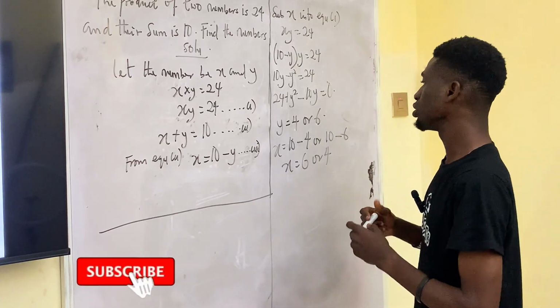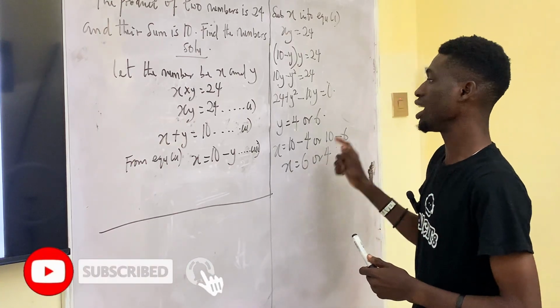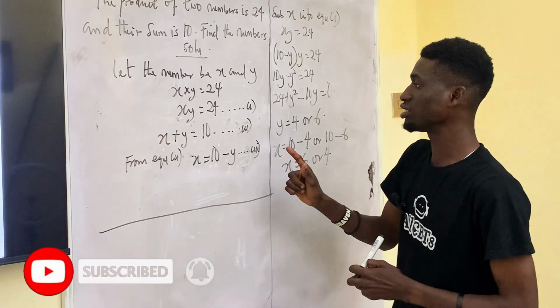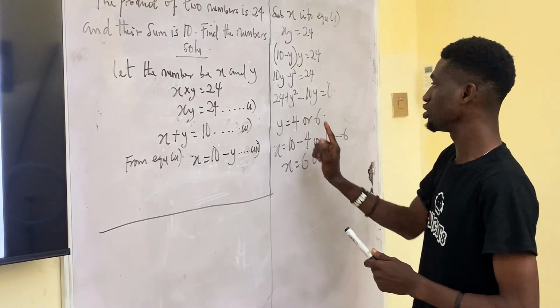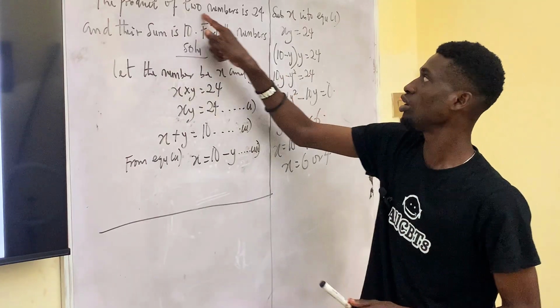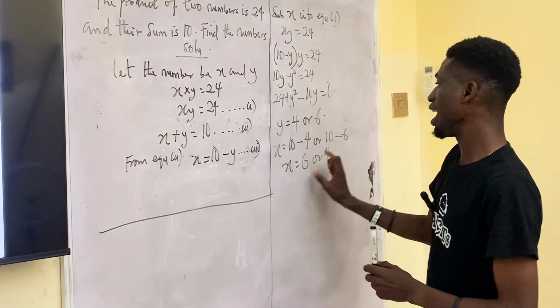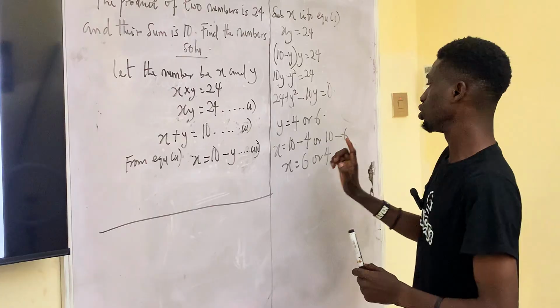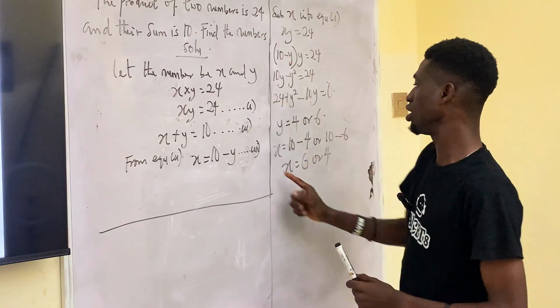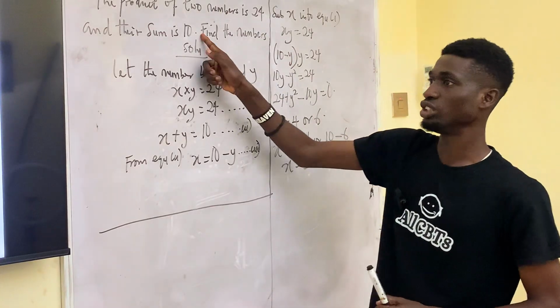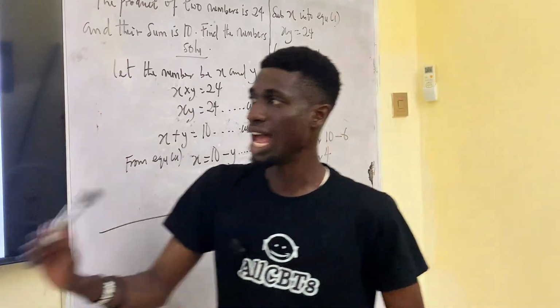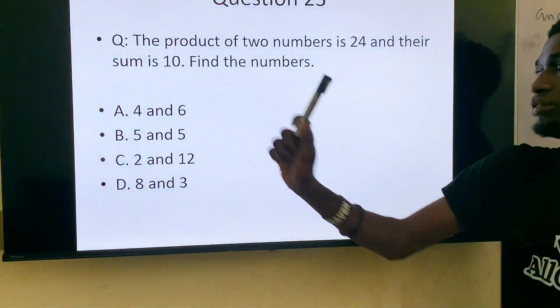So the two numbers we are looking for are 6 and 4 for both x and y, because the product of two numbers is 24. So if x is 6, y is 4, 6 times 4 is going to give us 24, then 6 plus 4 is going to give us 10, which means our answer is option A.